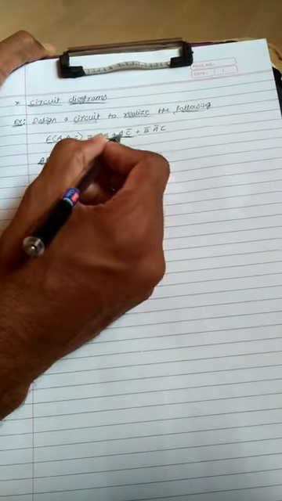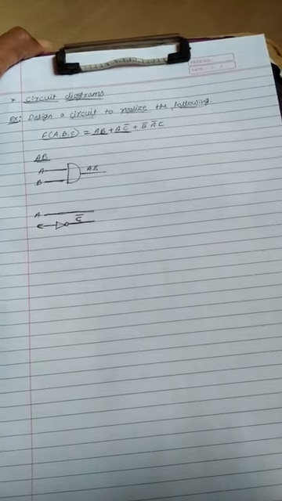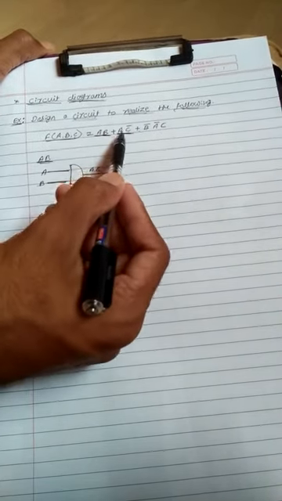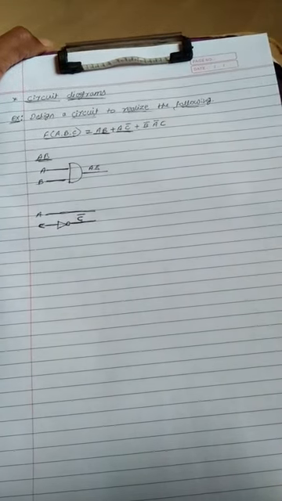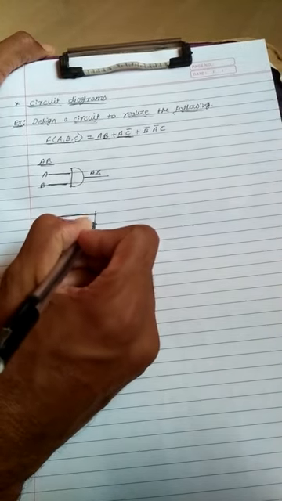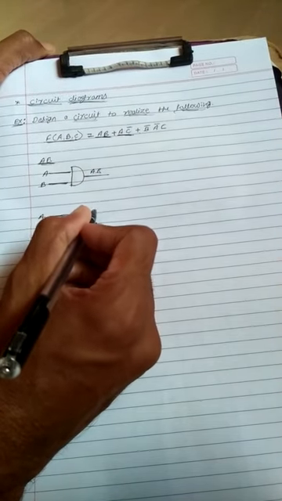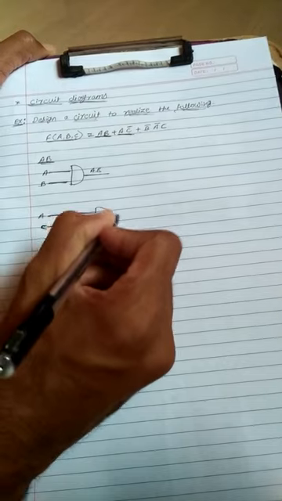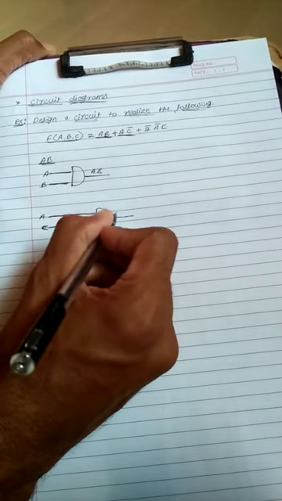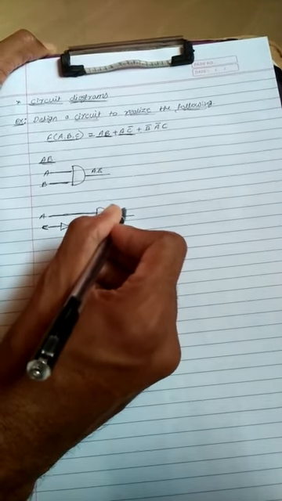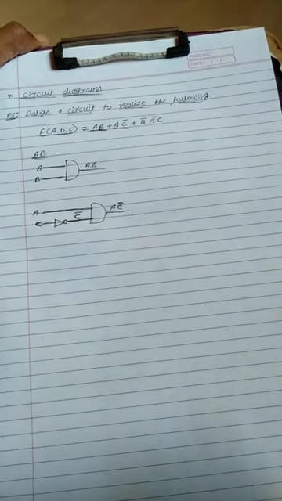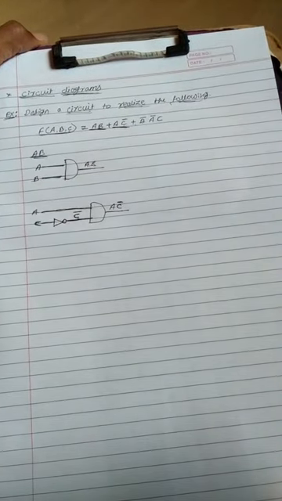Then A into C bar means which gate? Again it is an AND gate. See here, A into C bar, it becomes an AND gate only. So again join here one more AND gate. Here we will get the A into C bar.